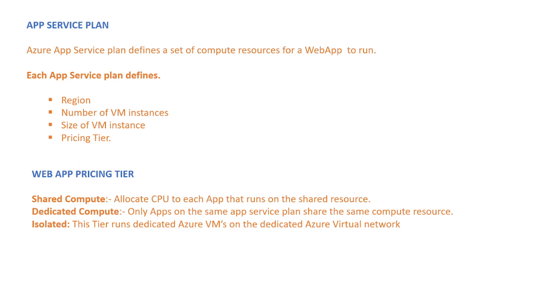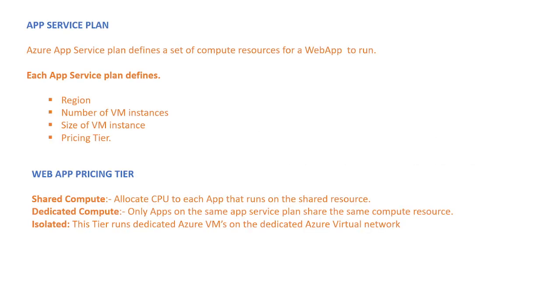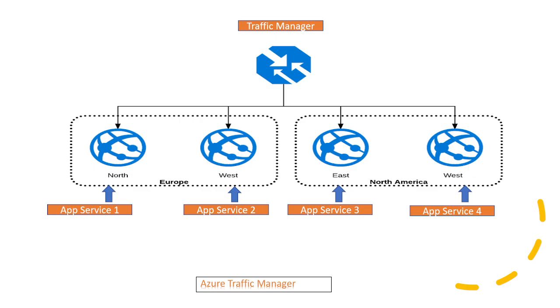So the prices will vary. Shared is less, dedicated is a little costlier, and isolated is a little costlier than dedicated compute. So according to your requirement, you can decide and deploy your applications. That's it about app service and traffic manager theoretically. Let me stop the recording and then we'll start with the deployment. Thank you.